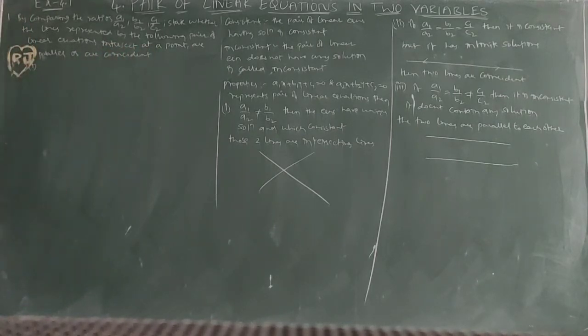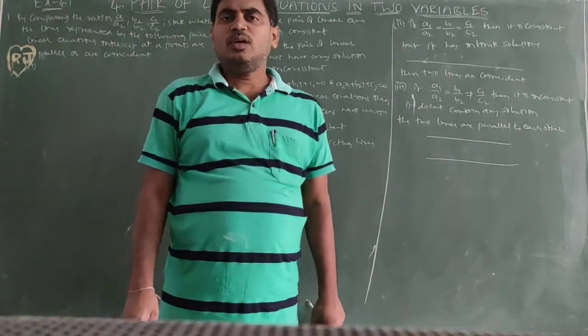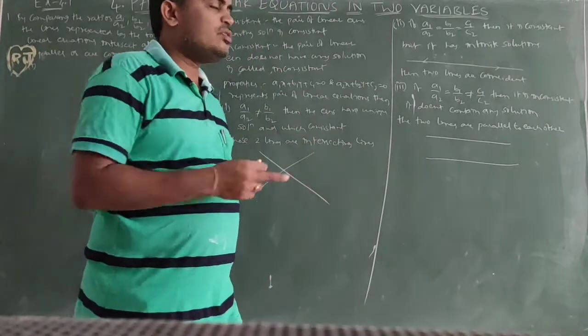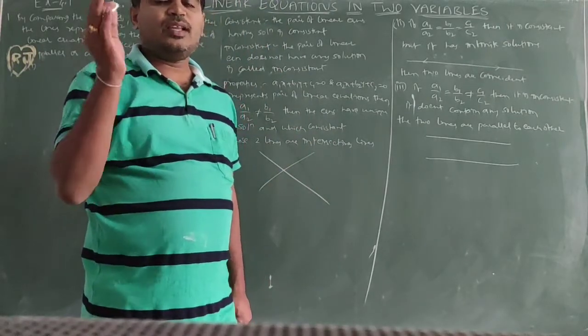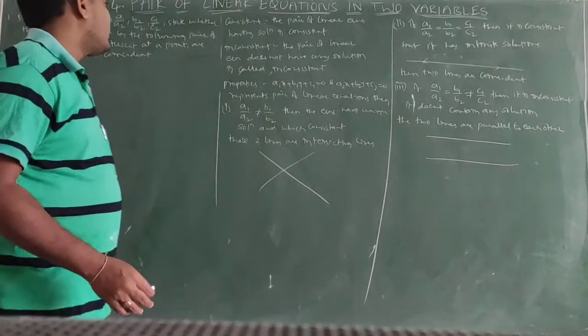First one, so here a pair of linear equations are given. By observing those two, by comparing the ratios, we need to find whether those lines are intersecting lines, parallel lines, or coincident lines.